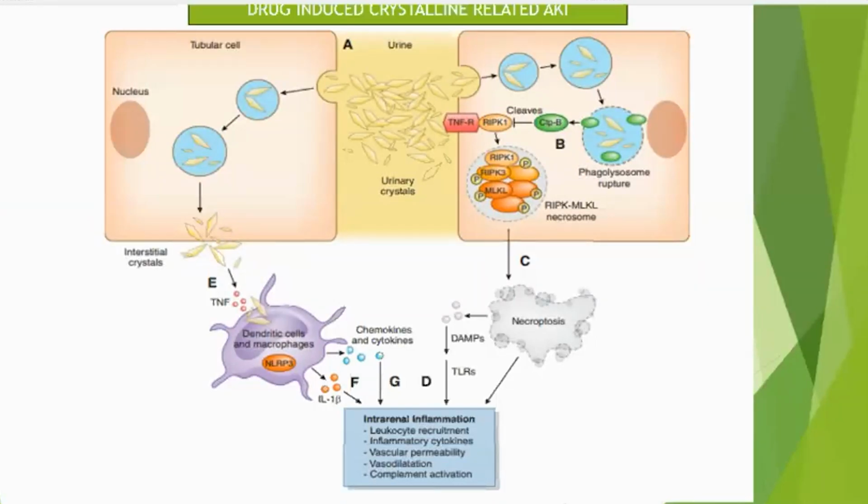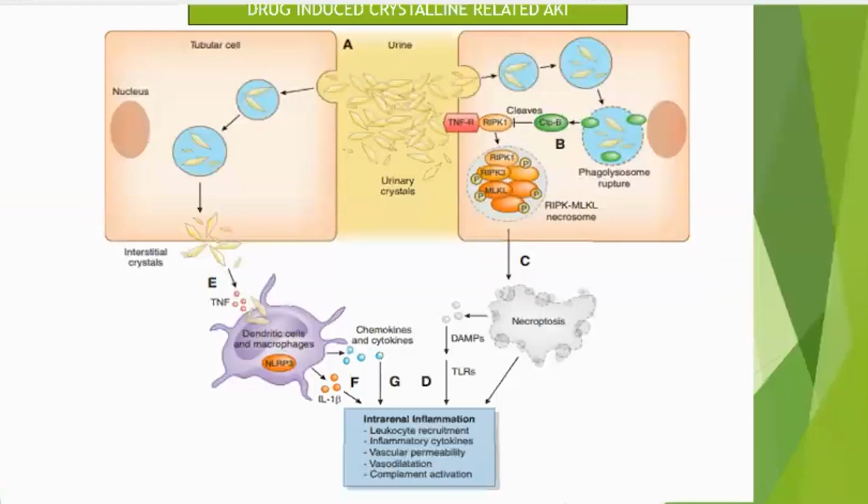Cathepsin B, as we can see in this diagram again, degrades the negative regulator of apoptosis, which is receptor interacting protein kinase 1, and thus it leads to formation of the receptor interacting protein kinase 3 and mixed lineage kinase domain-like protein combination, which is a necrosome complex causing cell necrosis. Another mechanism is tubular cell necroptosis. It stimulates damage associated molecular patterns, and thus it induces toll-like receptor dependent inflammation and cell necrosis.